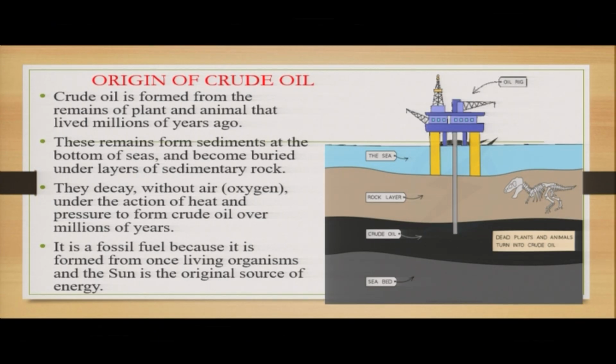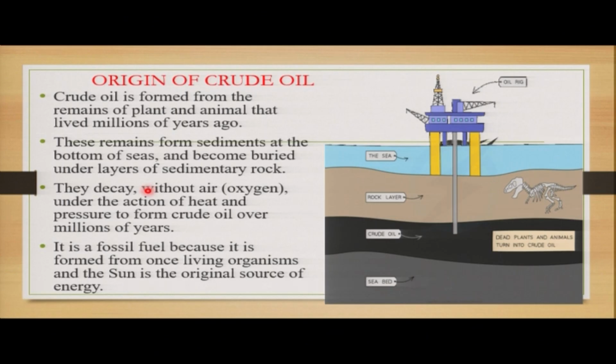These remains form sediments at the bottom of the seas and become buried under layers of sedimentary rocks. Look at the diagram on the screen, please. We have the sea, we have the rock layers, then we have the crude oil. They decompose and then deposit under the rocks. These are dead plants and animals which turn into crude oil. This process takes millions of years. It is not a process that takes 100 years, or 1,000 years, but millions of years.